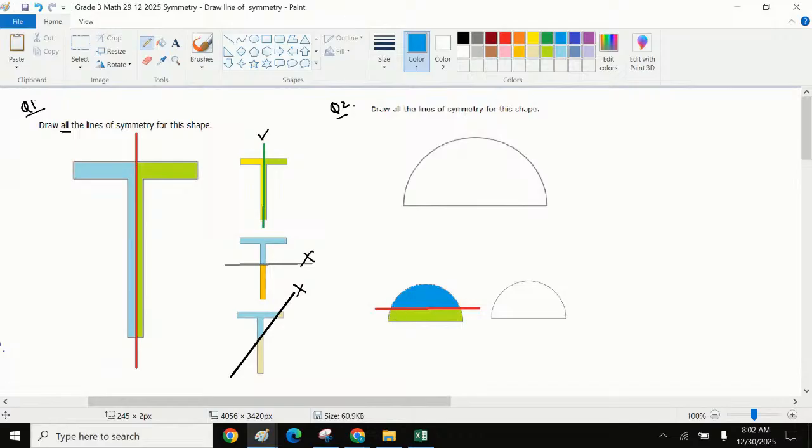No, it's a different shape, right? So horizontal cannot be the line of symmetry in this case. Welcome everyone. Let's do this.